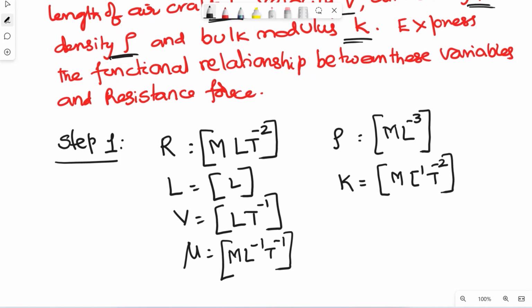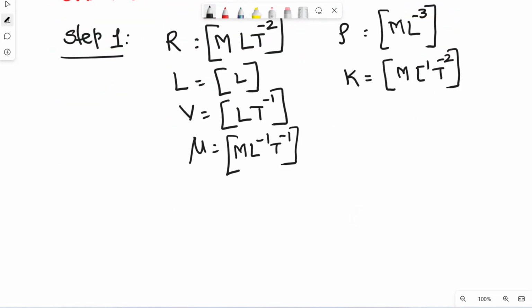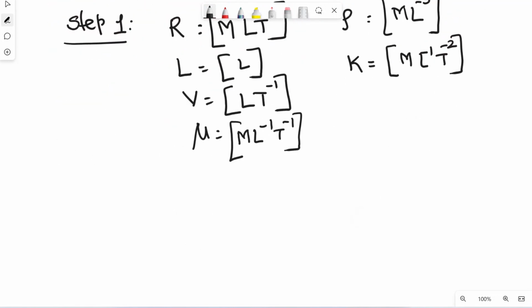So these are the things actually. Bulk modulus means stress by strain. Strain has no units. Only thing is the stress unit. Stress unit is force by area. Force is MLT minus 2 divided by area L square. So it becomes ML minus 1 T minus 2. So this is your first step in any problem. First write the variables and write the dimensional formula.